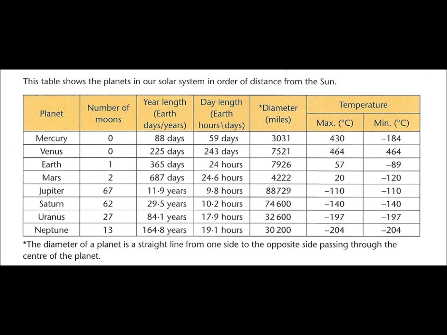59 days, no good. 243 days, no good. 24.6 hours, no good, it's more. 9.8 hours, there's 1. 10.2 hours. There's 2. 17.9 hours. There's 3. 19.1 hours. There are 4. There are 4 planets with a shorter day than Earth.